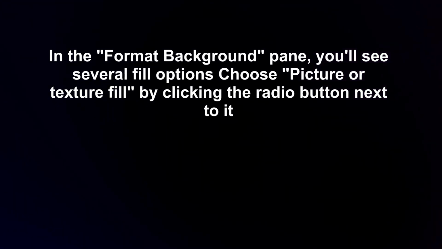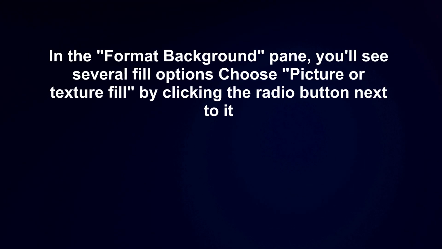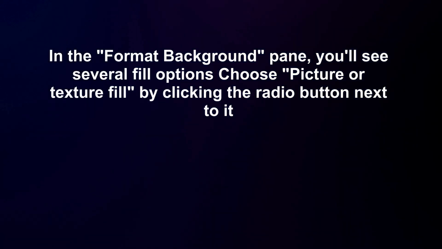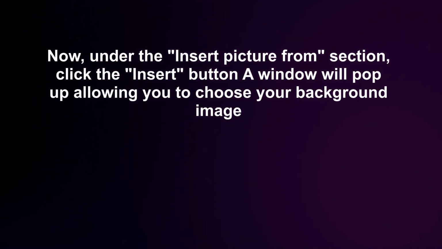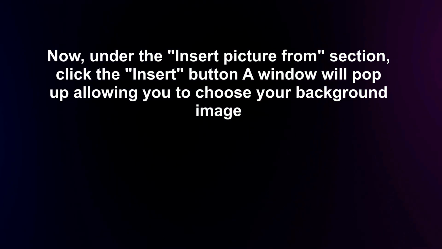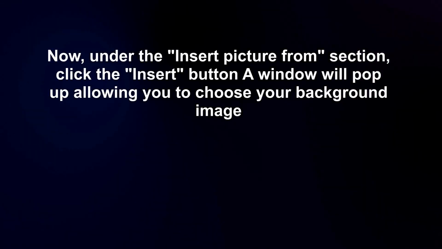In the Format Background pane, you'll see several fill options. Choose Picture or Texture Fill by clicking the radio button next to it. Now, under the Insert Picture From section, click the Insert button. A window will pop up, allowing you to choose your background image.